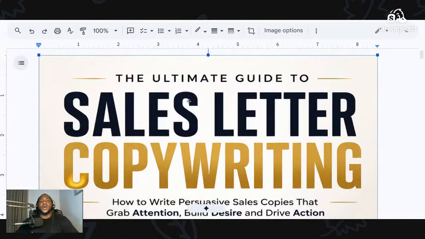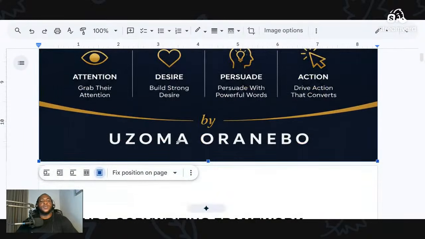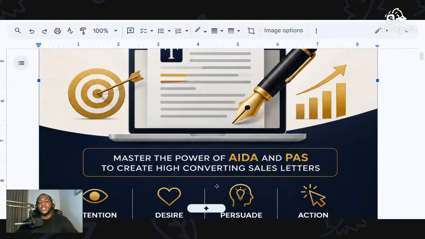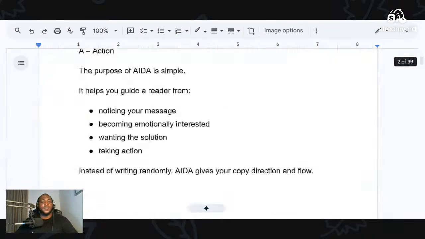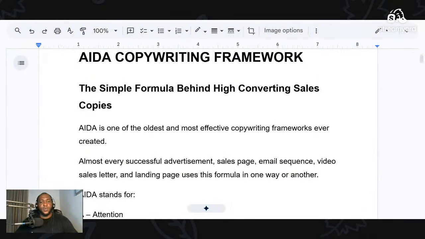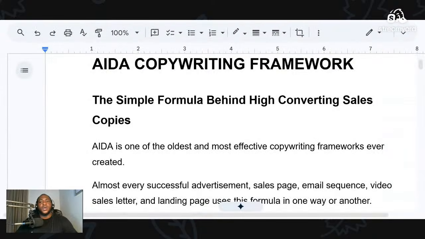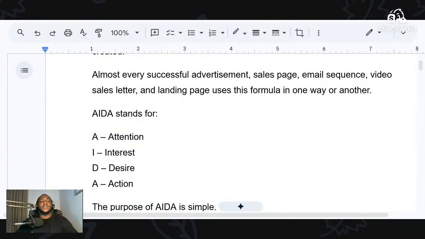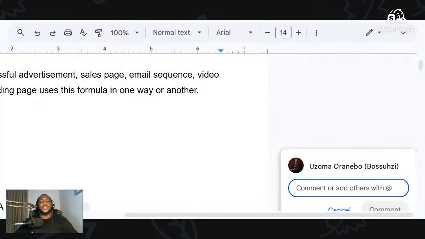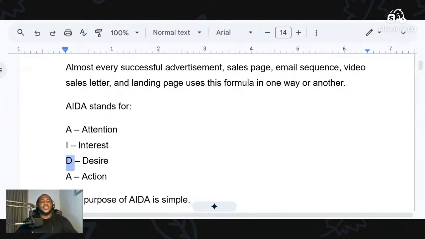So today I'm going to be teaching you how to write a sales letter, and there are two headline frameworks I'll be teaching you. One thing about me is that I like using formulas. I'm going to teach you how to master writing copies using the AIDA framework and the PAS framework. So what is the AIDA framework? It simply stands for Attention. After attention, interest. After interest, desire. Then after desire, we have a call to action.